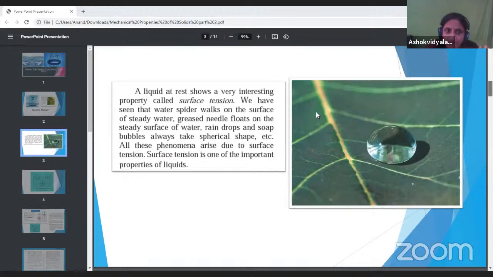We have to see that the water spider walks on the surface of steady water. A needle floats on the steady surface of water. Raindrops and soap bubbles always take a spherical shape. That is, these phenomena arise due to surface tension. That is, surface tension is an important property of liquids.